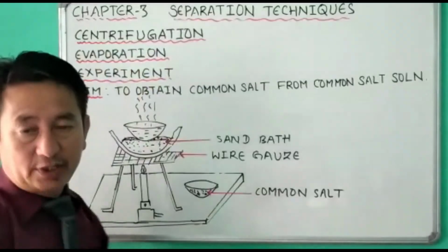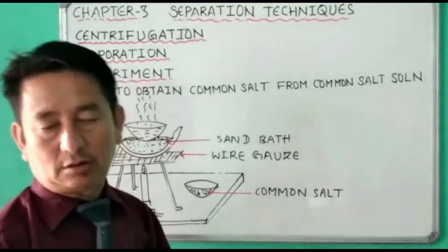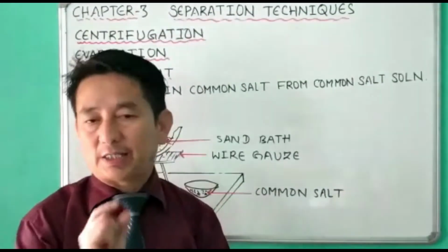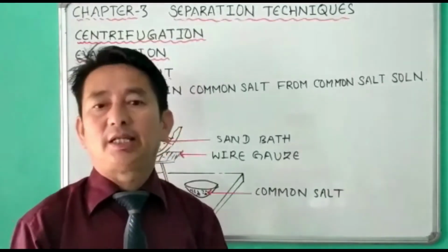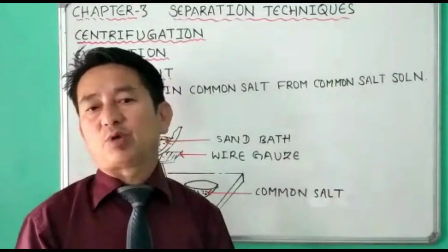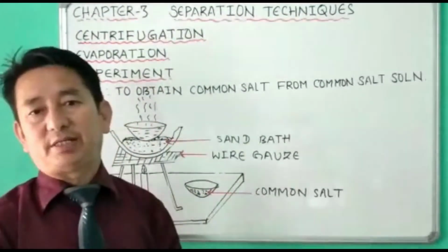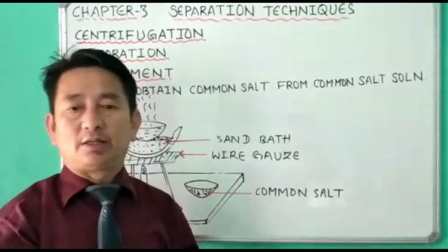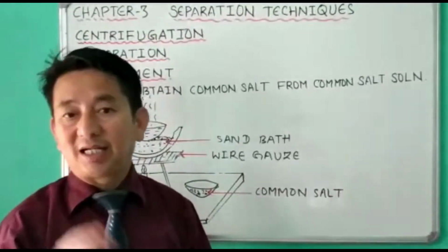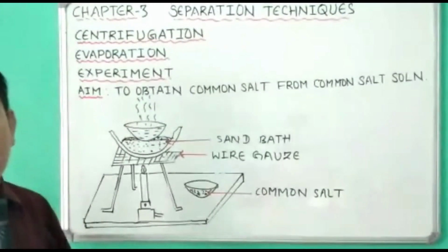Now we have centrifugation and evaporation. Now what is centrifugation? It is the method or process used to separate fine particles of a substance in a liquid. In this method, liquid containing fine suspended particles is rotated at a very high speed in a closed container. The heavier particles move towards the bottom. Lighter ones remain above the heavier ones on the top.